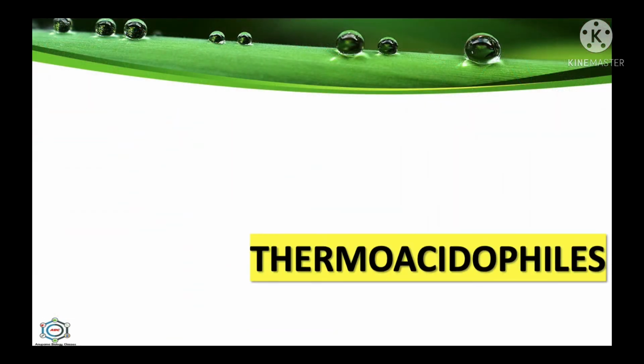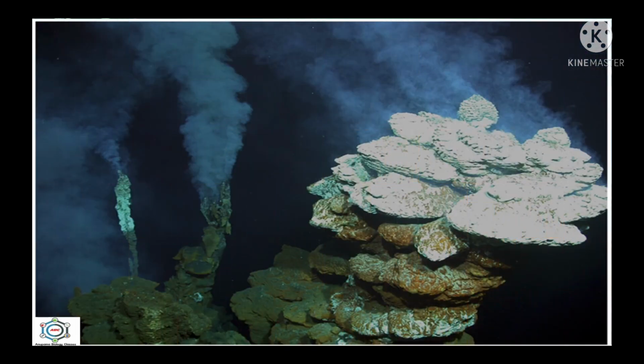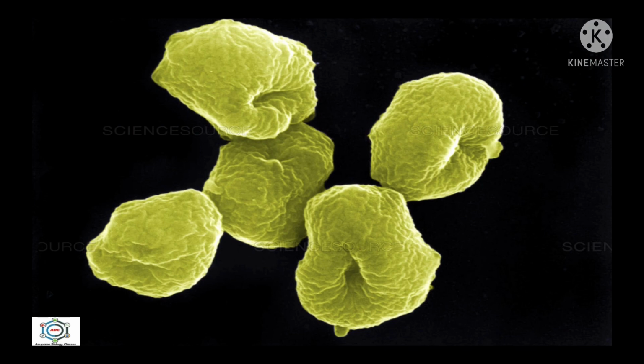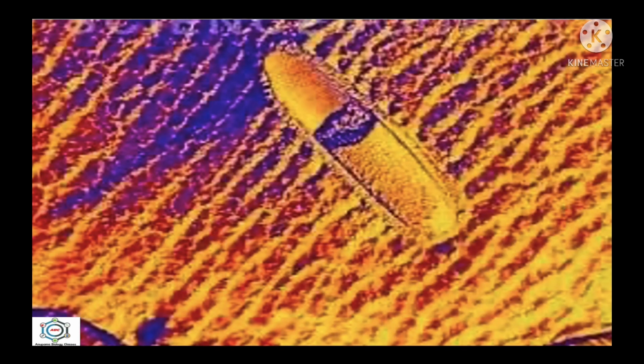Now, what are thermoacidophiles? These archaebacteria live where it is both hot and acidic, such as hot sulfur springs where temperature remains around 80 degrees centigrade and pH around 2, that is highly acidic. Under aerobic conditions, these organisms oxidize sulfur to sulfuric acid. Under anaerobic conditions, some thermoacidophiles reduce sulfur to hydrogen sulfide. Examples of thermoacidophiles are Sulfolobus, Thermoplasma and Thermoproteus.